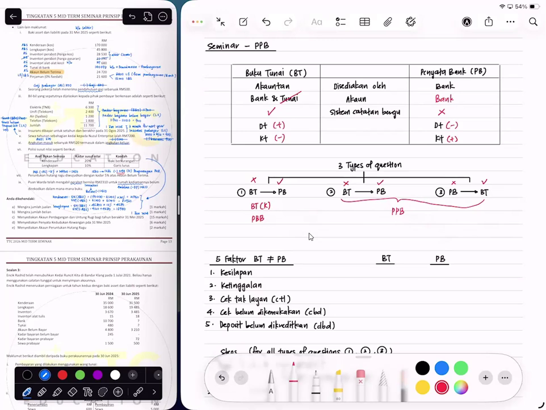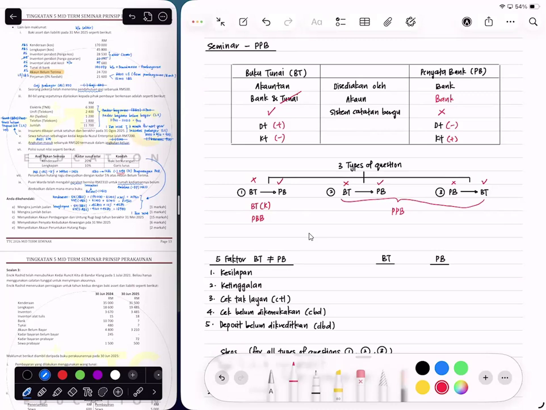And also, whenever you see kemas kini buku tunai, they need us to update buku tunai, you will update because it is wrong, right? So whenever you see kemas kini buku tunai, that means buku tunai is the wrong one. You need to start by buku tunai lah.